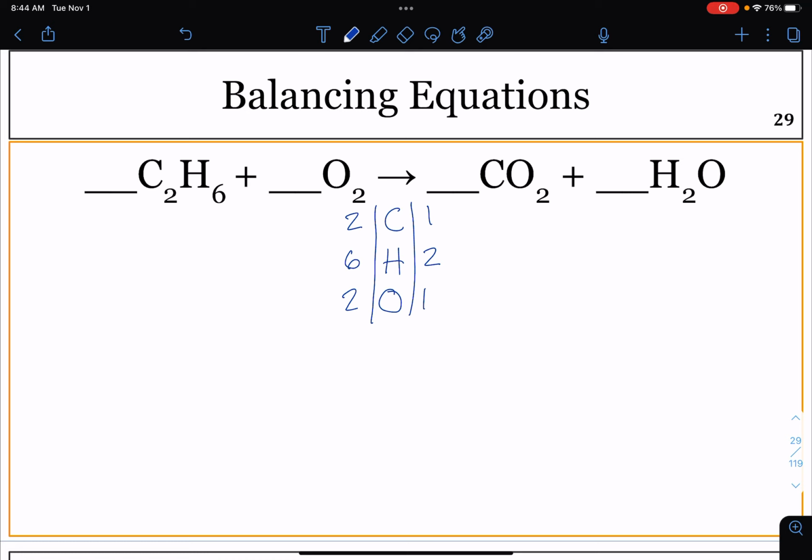Now, if we look at step 2, it says determine which atoms are unbalanced. Well, all of them are unbalanced. Step 3 says to balance the chemical reactions, or balance the atoms one at a time using the coefficients. The second sentence to step 3 applies to this example. Start with atoms that appear only once.